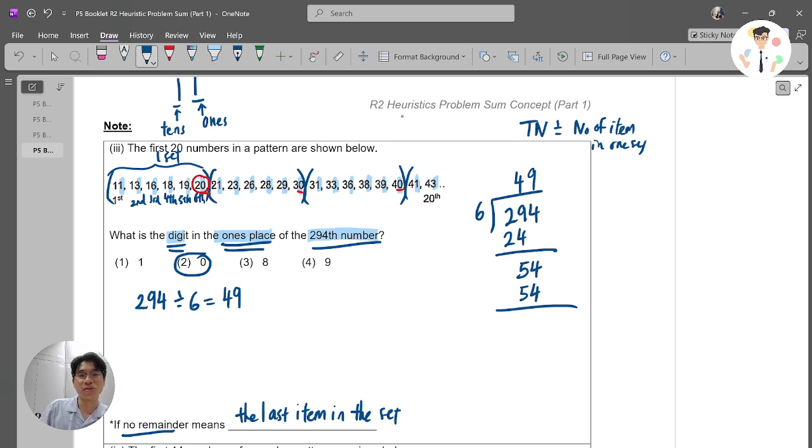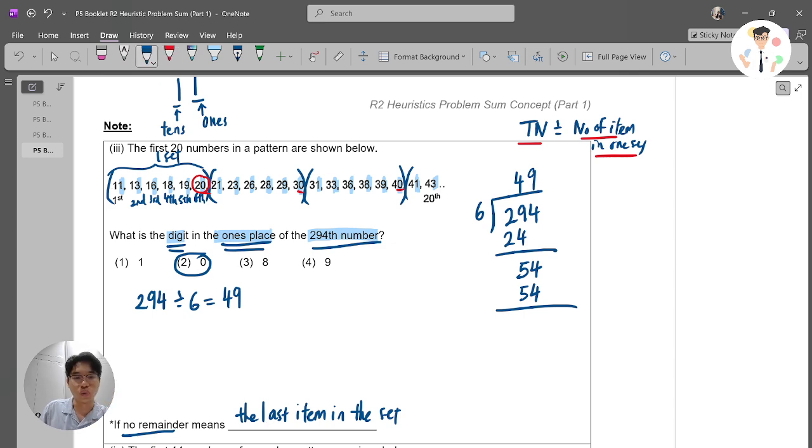I will always use the targeted number, divide by the number of items in one set, and whatever that remainder gives me. If the remainder gives me 1, it means the first number in the set. If the remainder gives me 2, it will be the second number or second item in the set. If there's no remainder, it means that it will be the last item in the set.